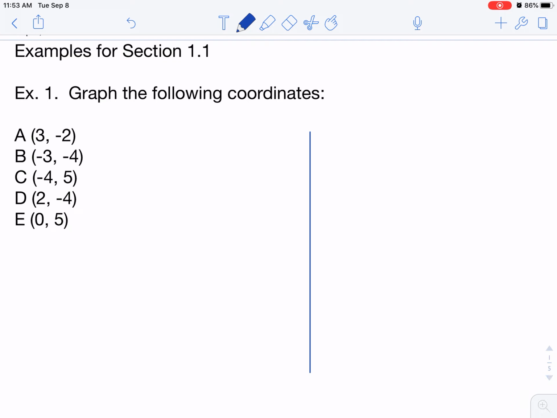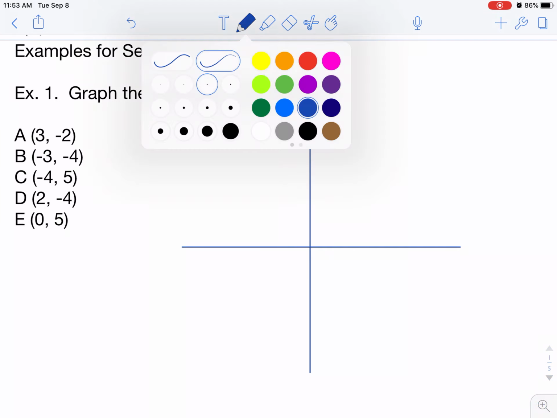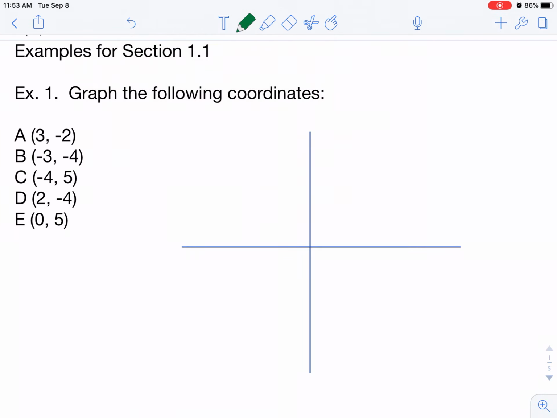So the first thing in section 1.1 is dealing with the coordinate system, the Cartesian coordinate system is what it's called. So the first example is just graphing points, graphing coordinate points. So if you graph point A, (3, -2), this is the x-axis, that's the y-axis. So you go over to 3, down to -2, and that's point A. Just label it with the capital A. Point B would be (-3, -4).